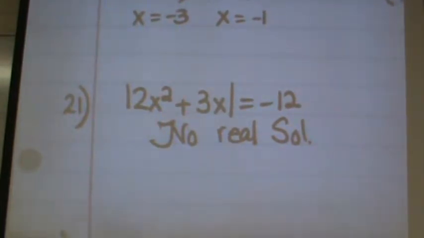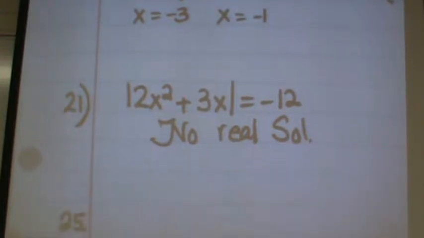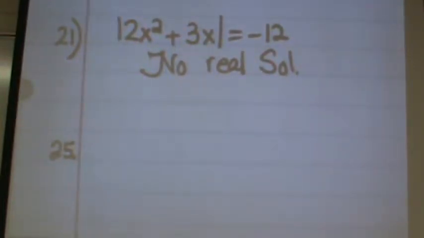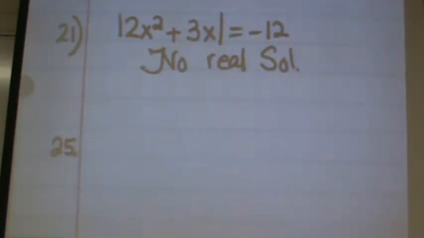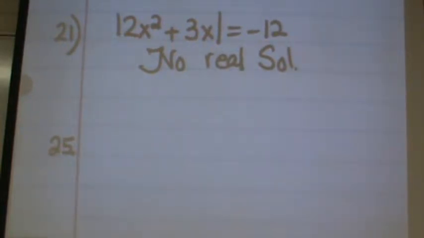We can skip 23 and we're gonna go to 25. Question 25 says an instrument measures a wind speed of 20 feet per second. The true wind speed is within 5 feet per second of the measured wind speed. What are the possible values for the true wind speed?